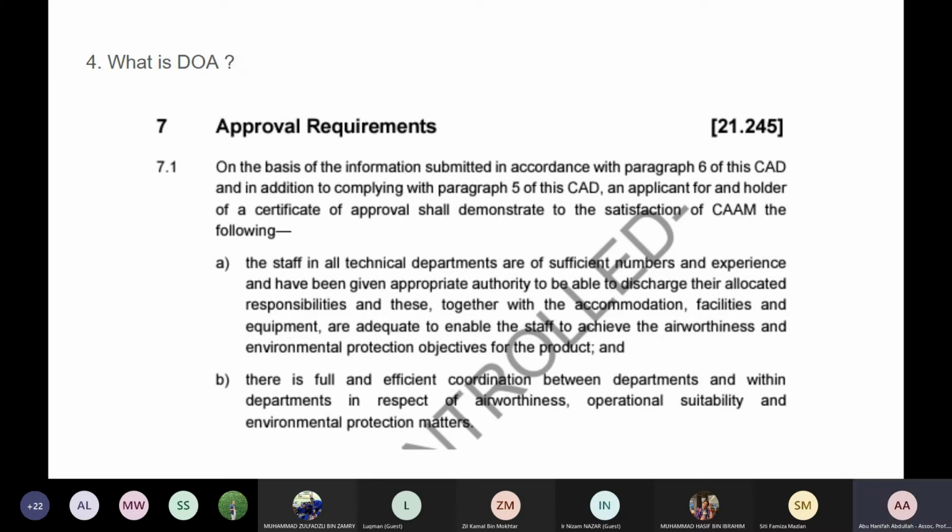Sufficient number means, for example, you design a UAS, who has experience in doing a complete flight test on the unmanned aircraft system? It's not operational flight test or functional flight test. It's flight performance flight test, stability and control. Those are the experience that we're looking for to show compliance to the airworthiness requirement, as an example. Given appropriate authority to be able to discharge the allocated responsibility means that your design organization manual should show evidence that your manual is able to provide those functions of the person in the organization, and also to clearly ensure they are doing the work accordingly.